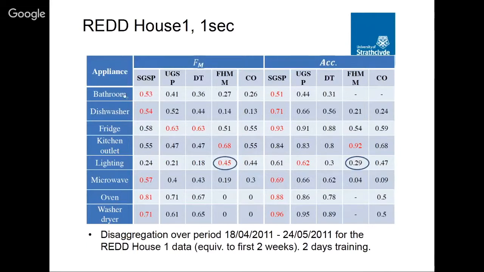So you can see that for most algorithms, if an appliance works well, it tends to work well for most algorithms. So the supervised USP approach tends to work the best in most cases. The unsupervised algorithm is not so far behind, so there's still good possibilities for unsupervised algorithms, especially since we won't necessarily know what's in a house.